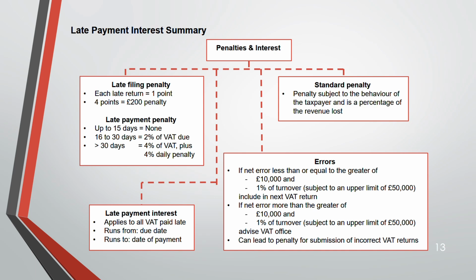There's a standard penalty. The penalty is subject to the behavior of the taxpayer and is a percentage of the revenue lost. Behavior means, are you deliberately doing the error or carelessly doing the error? Now let us do a question.